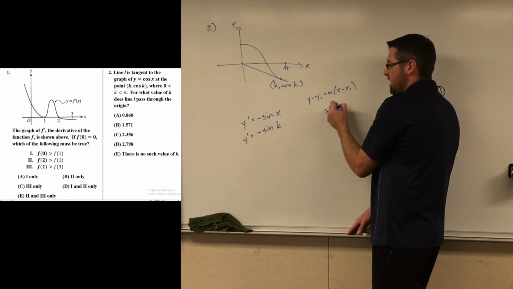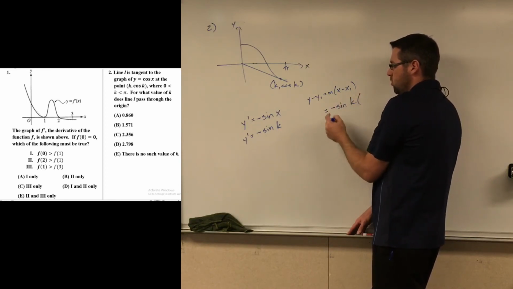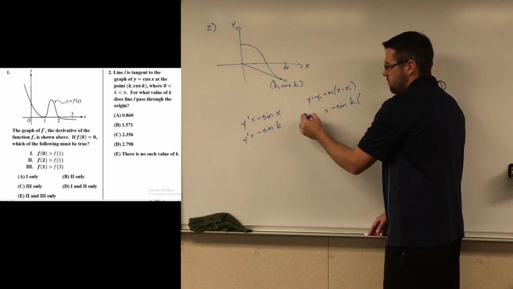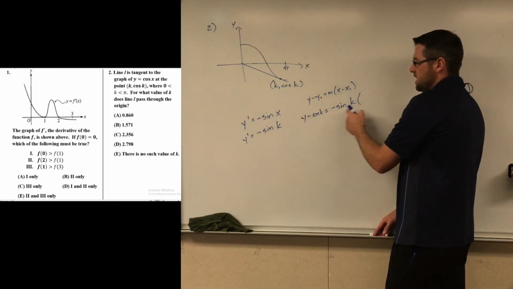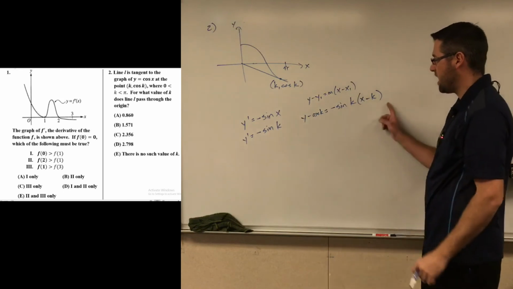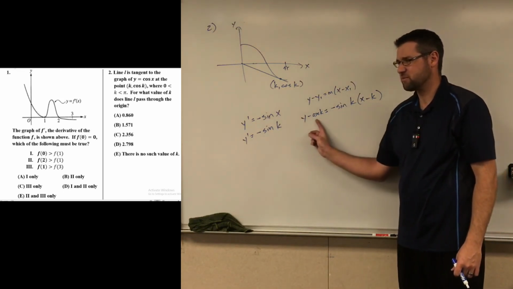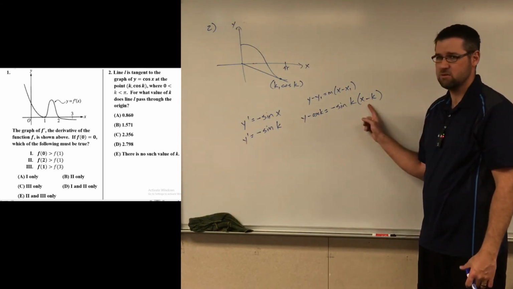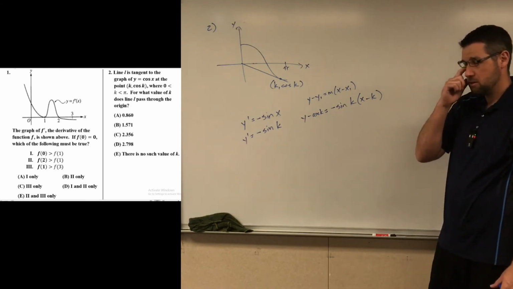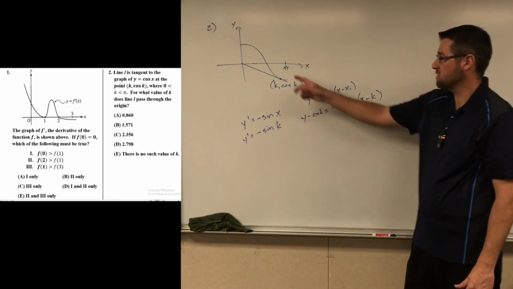So y equals negative sine of k times, well, what are my coordinates here? What's one coordinate? y minus cosine of k equals negative sine of k times x minus k. Now I'm looking for k. Looks pretty good so far except for what? We have a y and x value, right? So what else do I know? It passes through the origin.